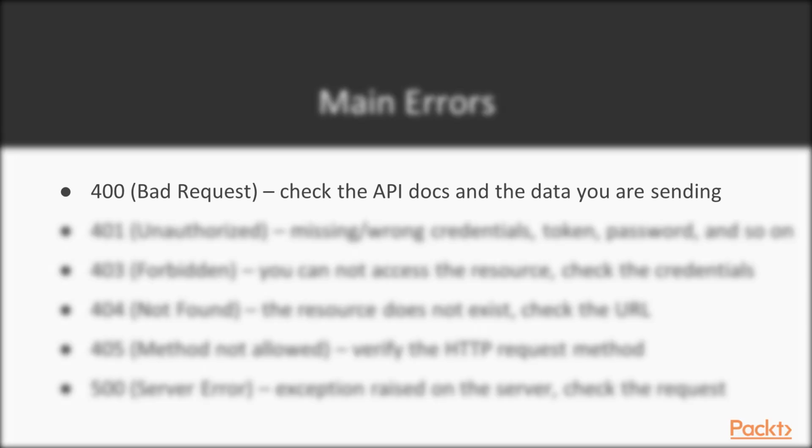So 400 means bad request. When you get a 400, it usually means that the data that you're sending is not correct. So what you should do is check the API documentation and make sure that you're accessing the correct URLs and you're sending the correct data.